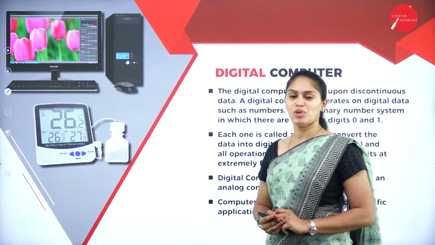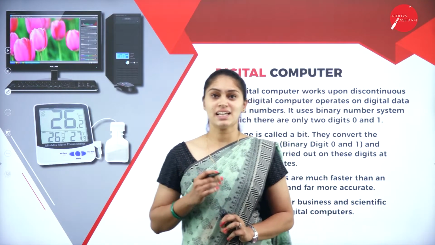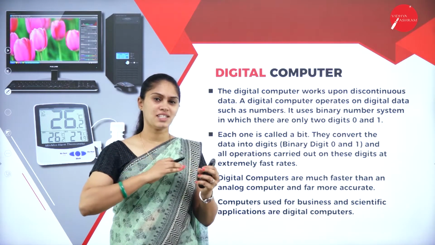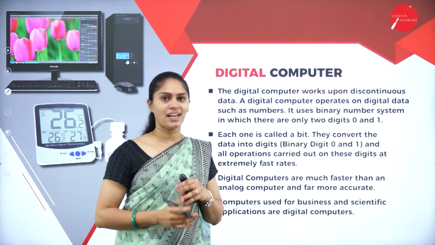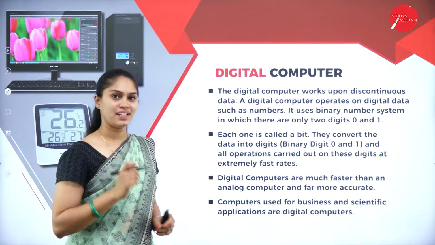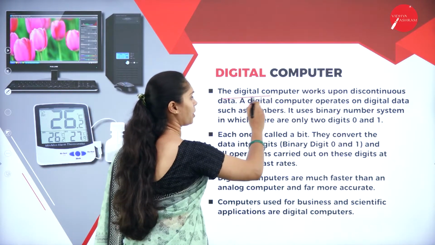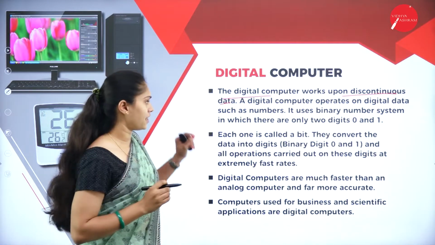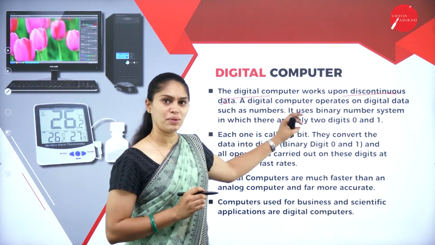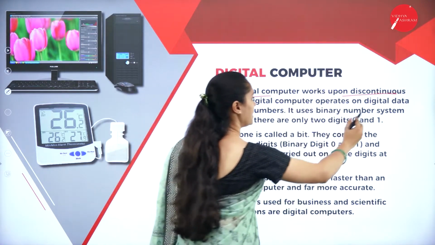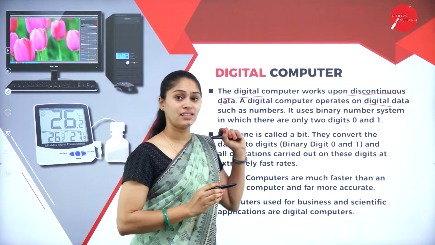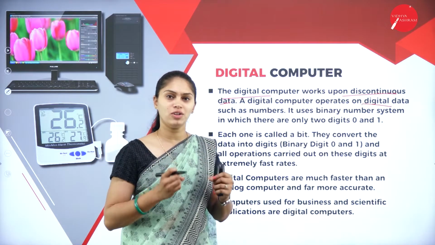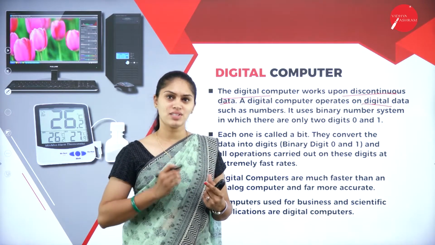Now let me move on to the next one, that is the digital computer. As the name indicates, digital means it is not continuous data; it will be discrete data. Digital computers operate on digital data, that is, numbers. They work with zeros and ones. We all know binary numbers, that is zeros and ones.